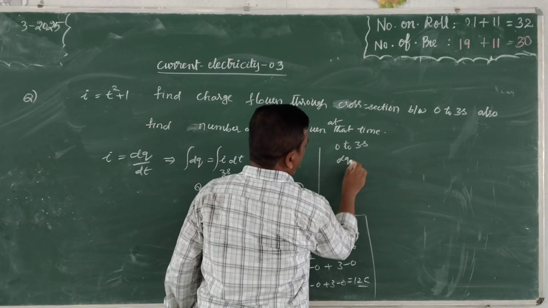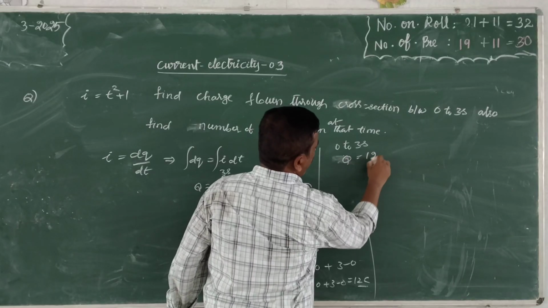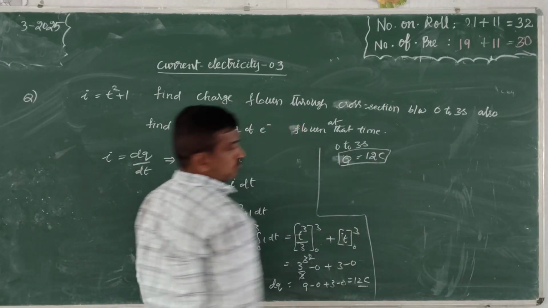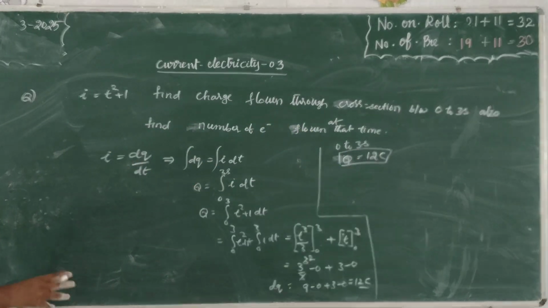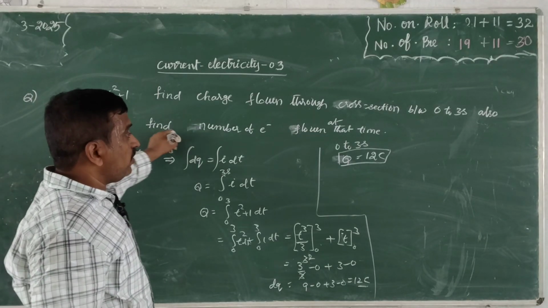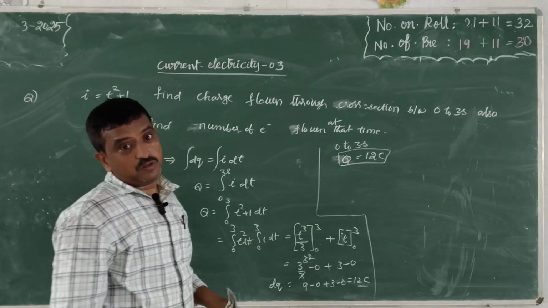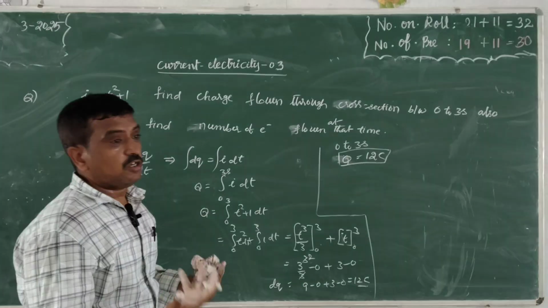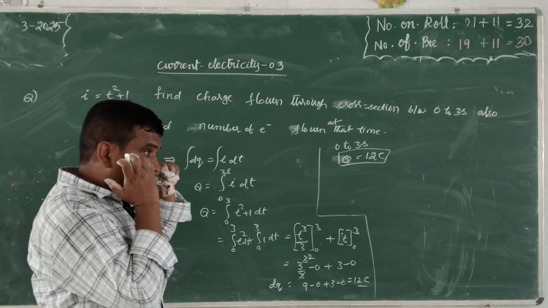q equal to 12 coulombs of charge passes through the cross section of a conductor between 0 to 3 seconds. What we want here is to find the number of electrons that flowed at that time. In 0 to 3 seconds, how many electrons pass through the cross section of a conductor? That we also find out.